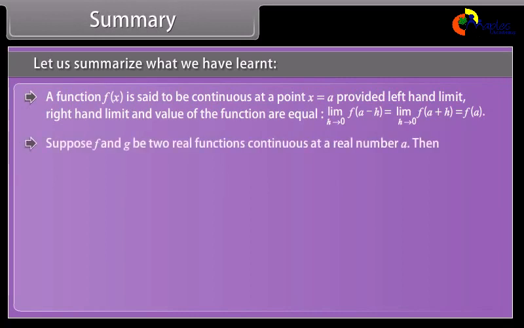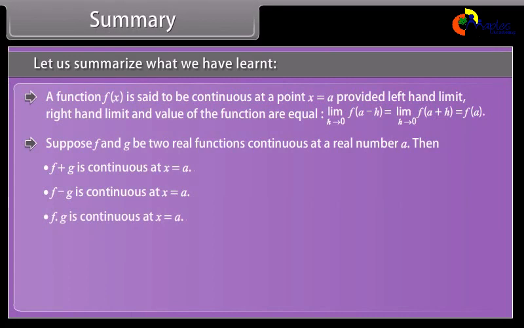Suppose f and g are two real functions continuous at a real number a, then f plus g is continuous at x is equal to a. f minus g is continuous at x is equal to a. f into g is continuous at x is equal to a. f by g is continuous at x is equal to a, provided g of a not equal to 0.